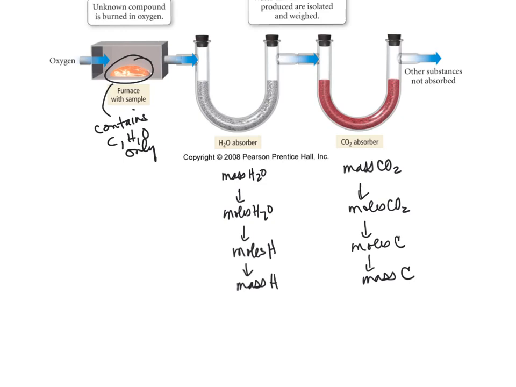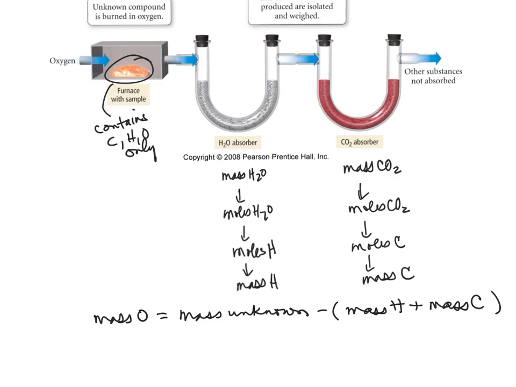So the technique then to get the mass of the oxygen is to take the mass of the unknown, which contains carbon, hydrogen, and oxygen, and you're going to subtract the mass of the hydrogen plus the mass of the carbon. Or you could say you're going to subtract the mass of the hydrogen and subtract the mass of the carbon. Okay, once you have the mass of the oxygen, then you can go to moles of oxygen using molar mass.